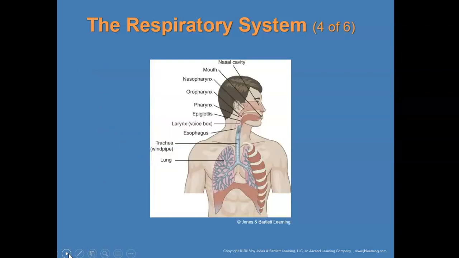This is just more pictures. We've got your nasal cavity, you have your mouth, you have your nasopharynx, oropharynx, pharynx, and the epiglottis, which is the flap in between the voice box and the esophagus that opens and closes depending on whether you are breathing or eating. Esophagus, trachea is your windpipe, and then you have your lungs.